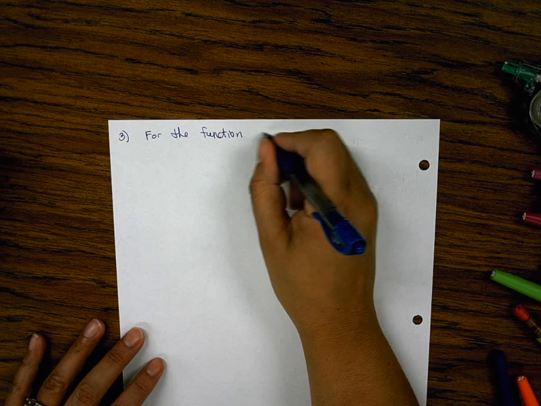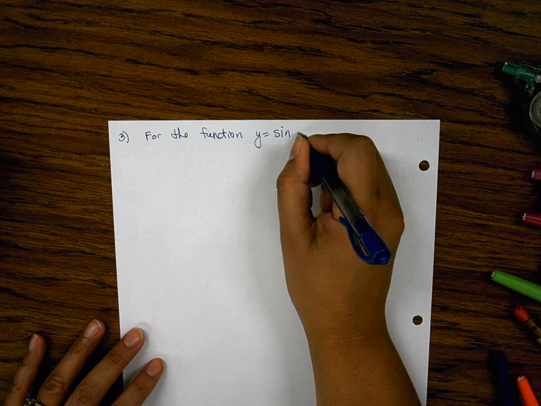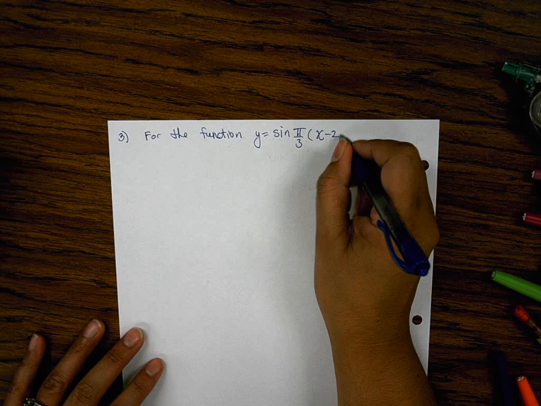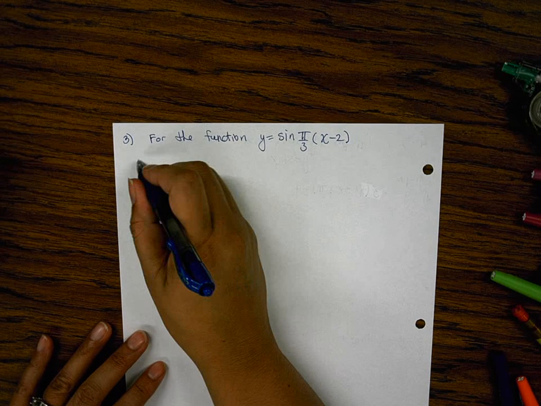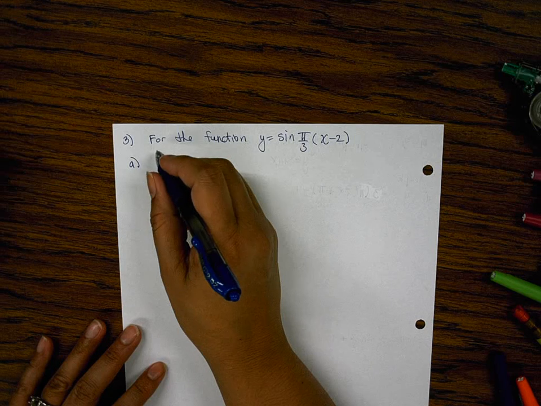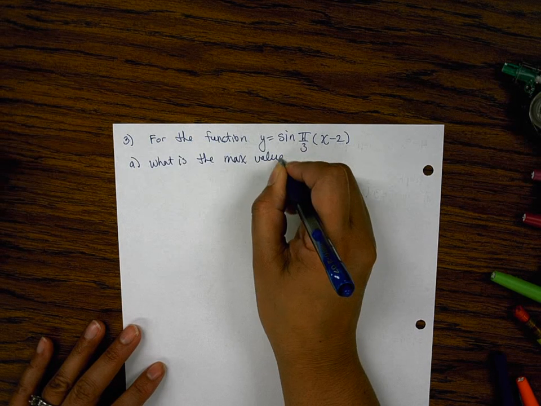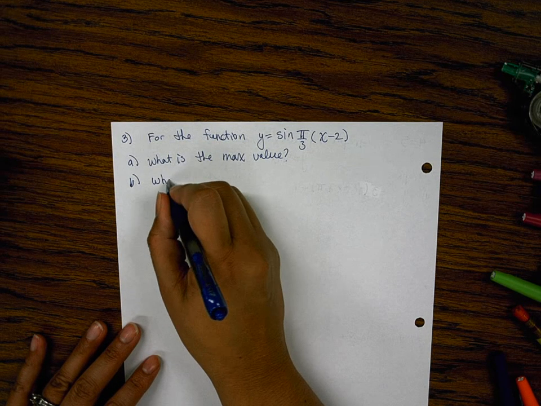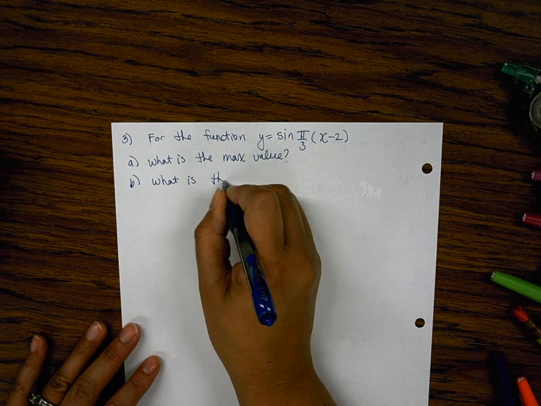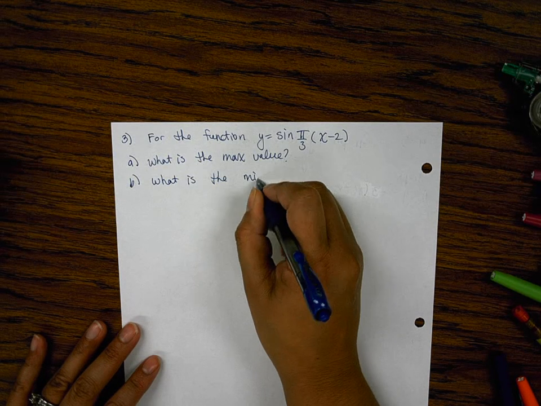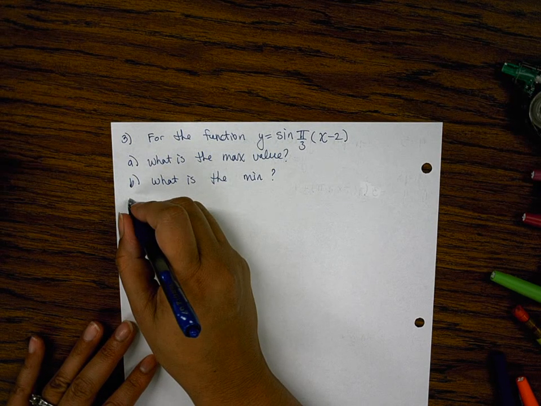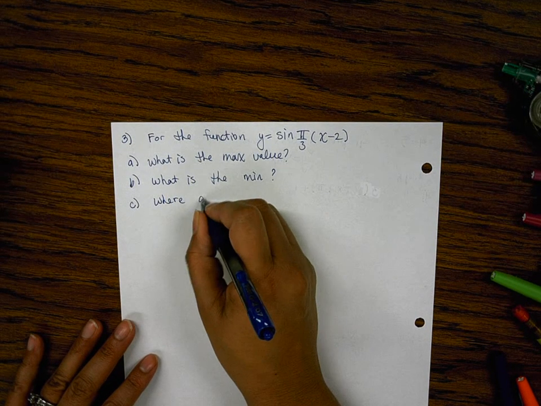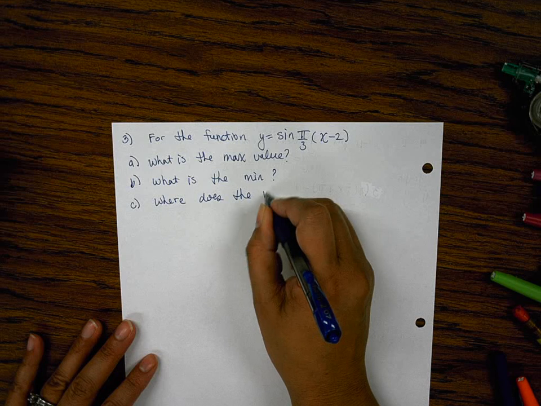For the function y equals sine pi over 3 parentheses x minus 2, A, what is the max value? B, what is the minimum value? And C, where does the max occur?